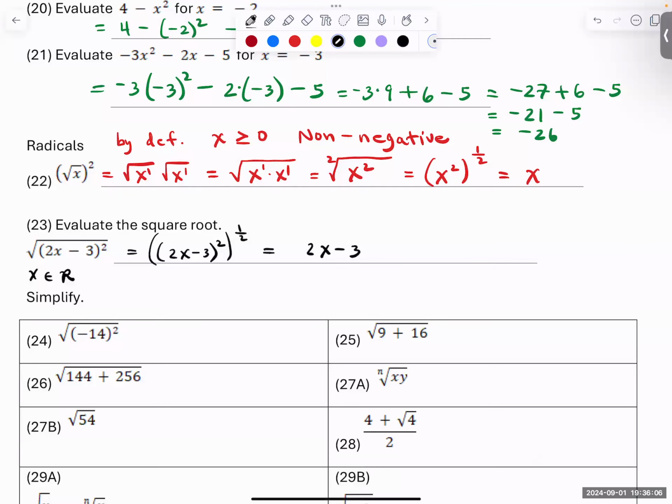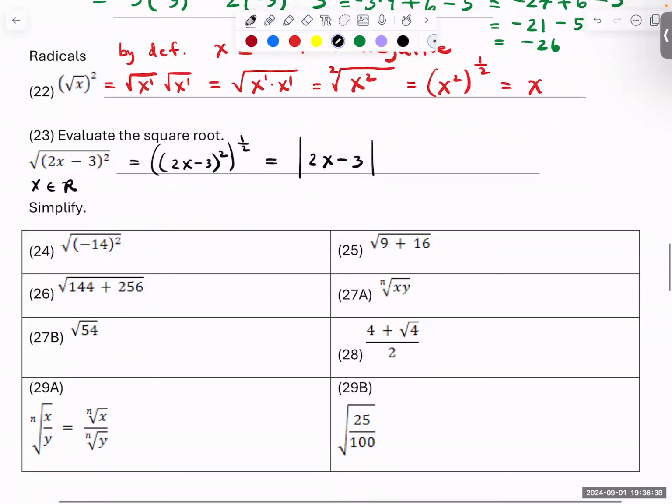So to guarantee that 2x minus 3 is non-negative, we use absolute value bars around the expression 2x minus 3. Then the principal square root of the square of 2x minus 3, which is positive or 0 or non-negative, will equal the absolute value of 2x minus 3, which will also be non-negative for all values of x.